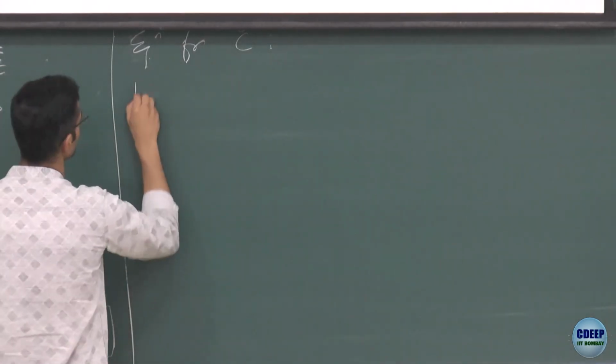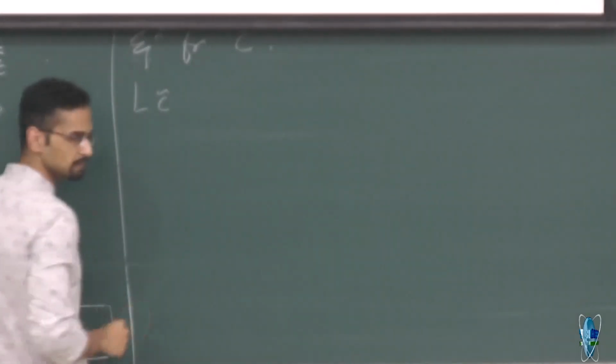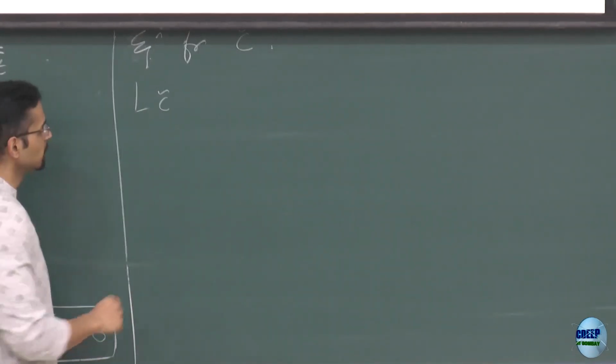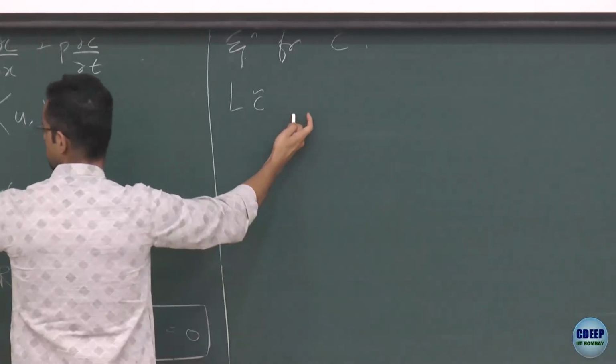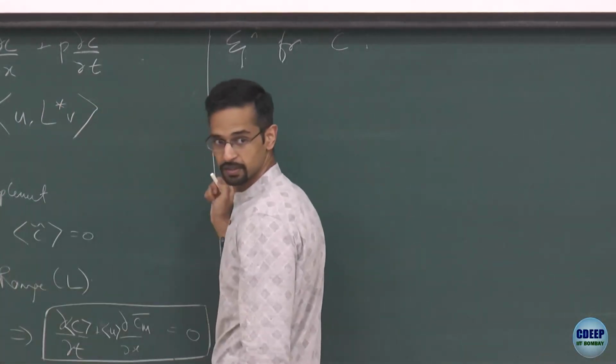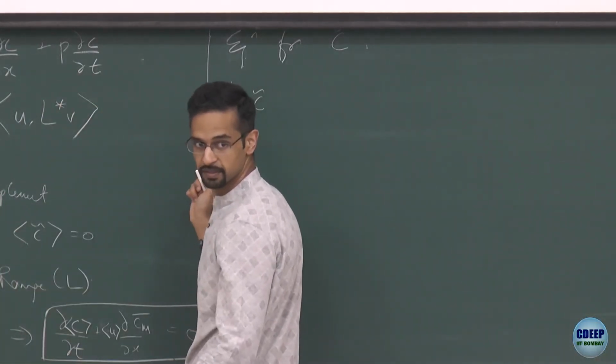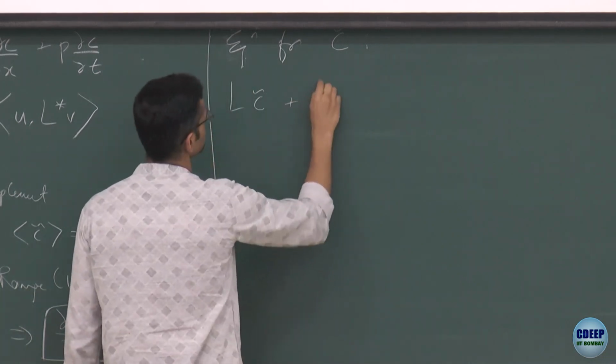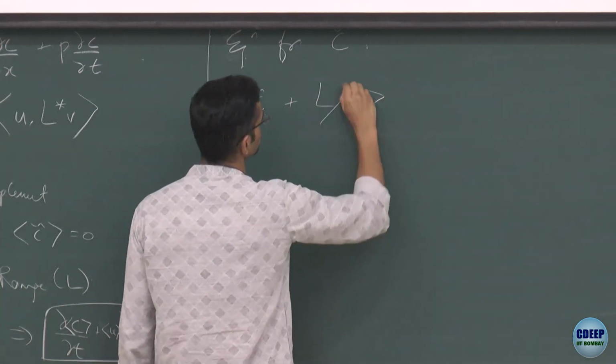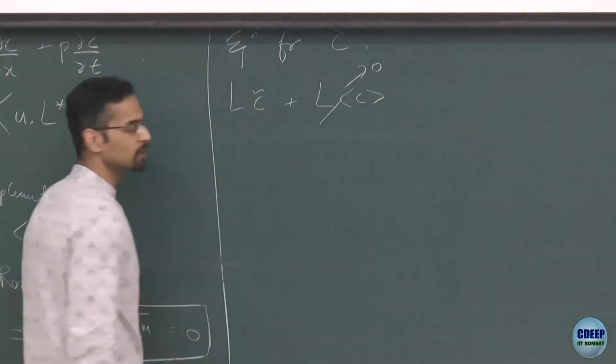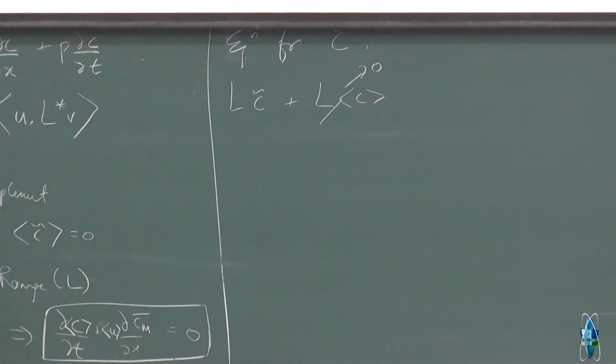So from there I will have L C tilde, okay, plus L C cross section average, but that of course will go to 0 because that is the null space part. If you want I can do this, but this is of course 0. It's obviously 0 because C is constant and the derivative operator will make it 0.